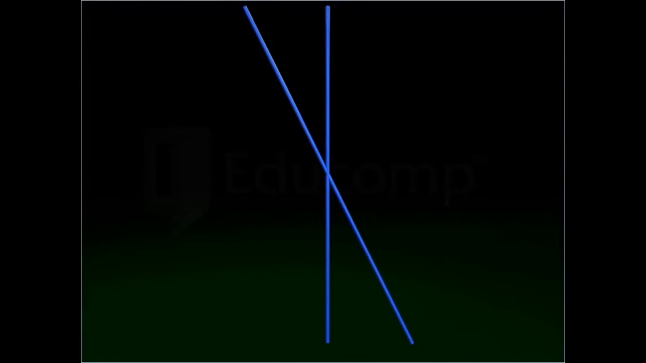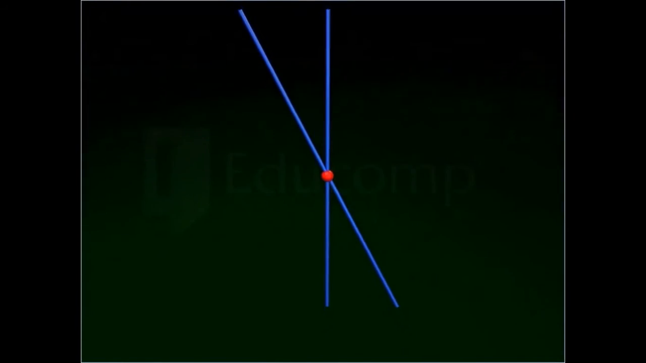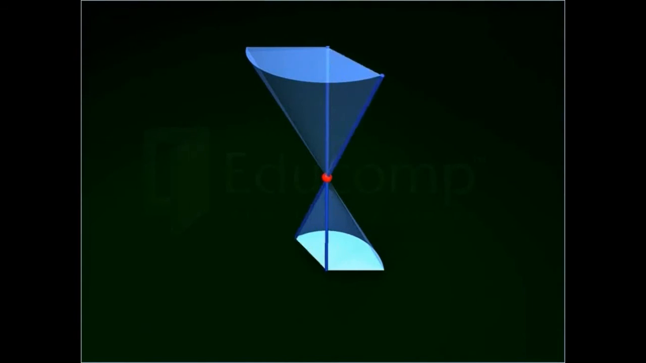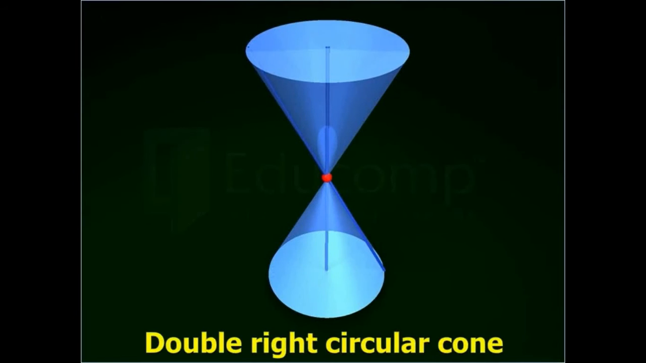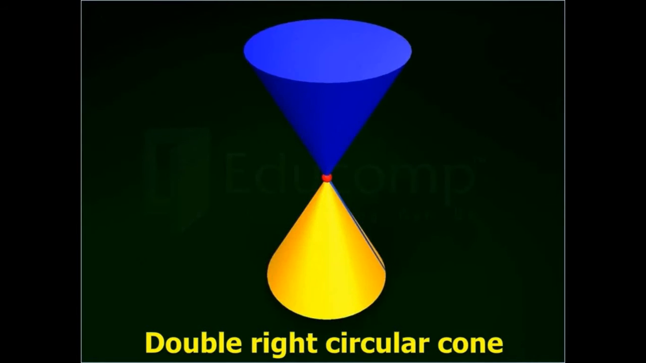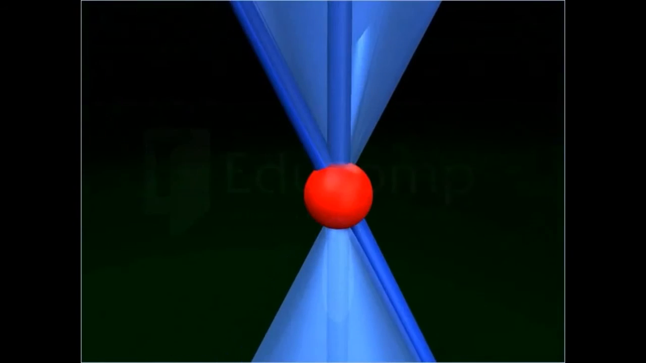When a straight line intersects a vertical line at a fixed point and rotates about that fixed point, the surface obtained is called a double right circular cone. A double right circular cone consists of two cones joined at a fixed point called the vertex.